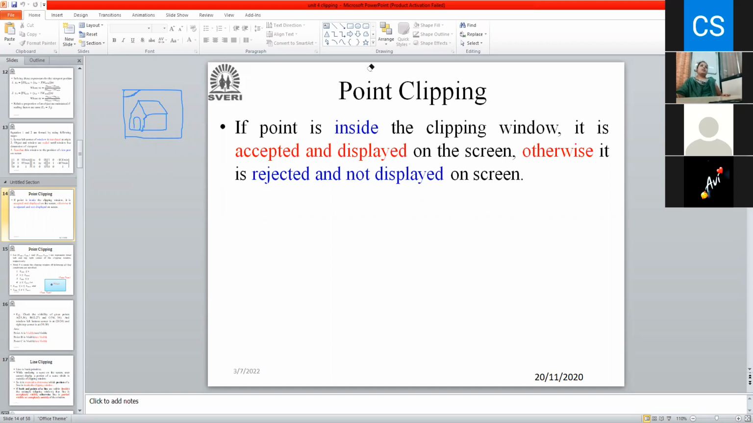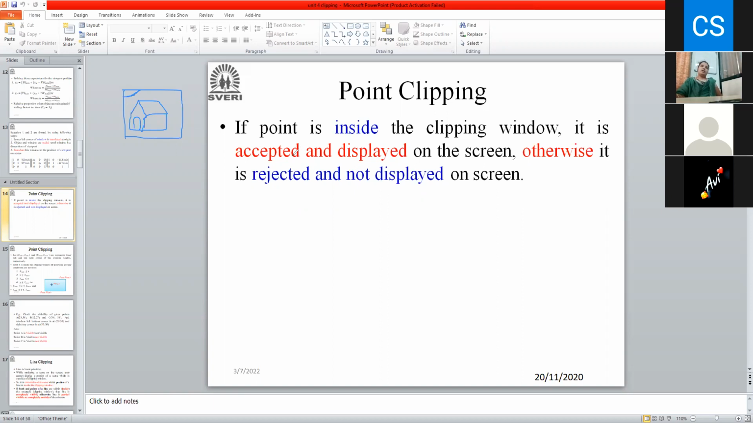So what happens in point clipping? In point clipping, if the point is inside the window, then it is accepted and we are going to display that point. The procedure is the same for anything. If point clipping is there, then we are going to check whether the point is visible. If it is visible, then we accept it and display it onto the device. Else, if it is not visible, then we discard or remove that point and it is rejected. So that is point clipping.